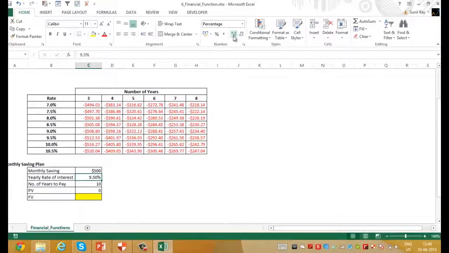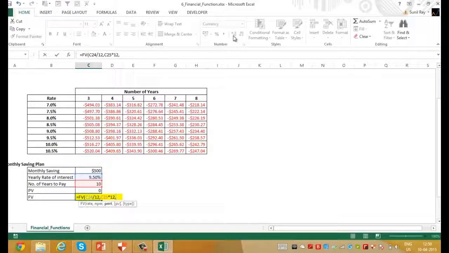Next one, I have a monthly saving plan of $500 for 10 years and it has an interest rate of 9.5%. Now I want to find what the future value would be after 10 years. This can be done with the help of the function FV. So we'll write the formula as equals FV. It is asking for the rate, which is 9.5, and we'll divide it by 12. And the next is NPER, which is the number of payments. So we'll take this cell times 12 to get the monthly period.